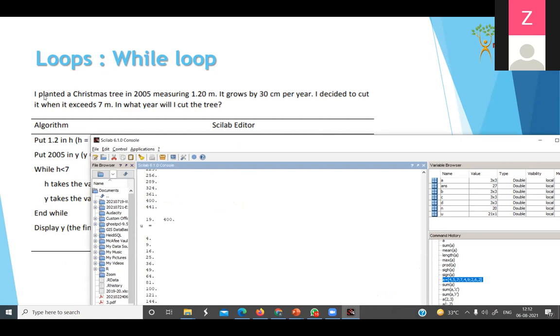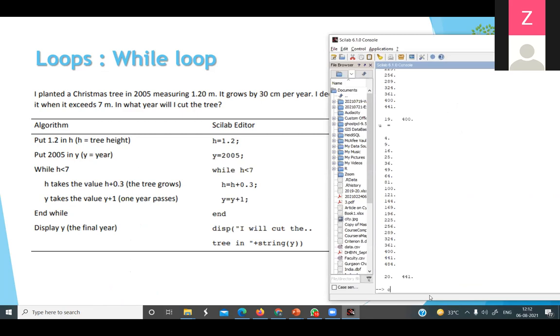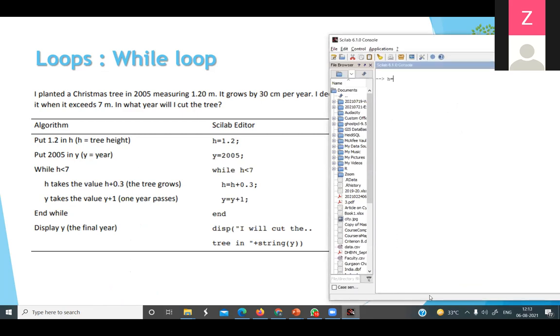So I planted a Christmas tree in 2005 measuring 1.2 meter. It grows 30 centimeter per year. I decided to cut it when it exceeds 7 meter. In what year will I cut the tree? So let me clear the screen again. The initial height is given as 1.2 meters, so let us assume h equal to 1.2. And the initial year is given by 2005.